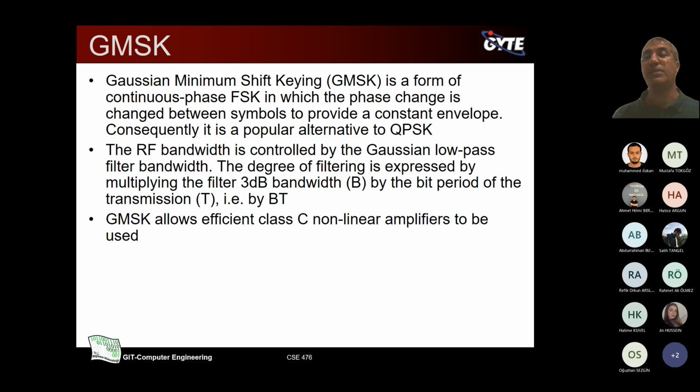So the RF bandwidth is controlled by the Gaussian low pass filter bandwidth. That's why it's called Gaussian. The degree of filtering is expressed by multiplying the filter's 3 dB bandwidth by the bit period of the transmission. In other words, B times T, bandwidth times bit period. So this type of modulation allows you to utilize efficient class C nonlinear amplifiers so that you can lower the cost.